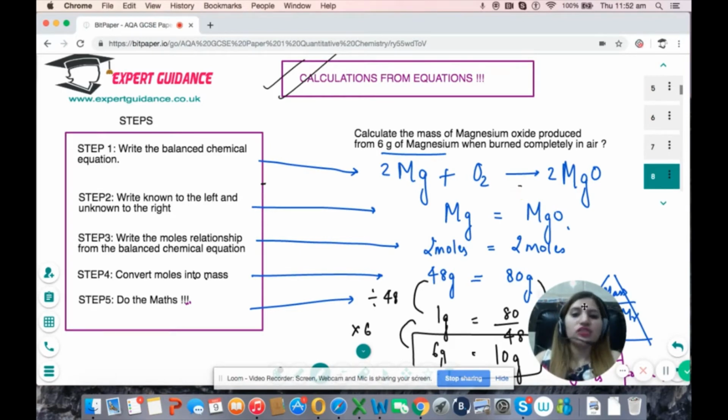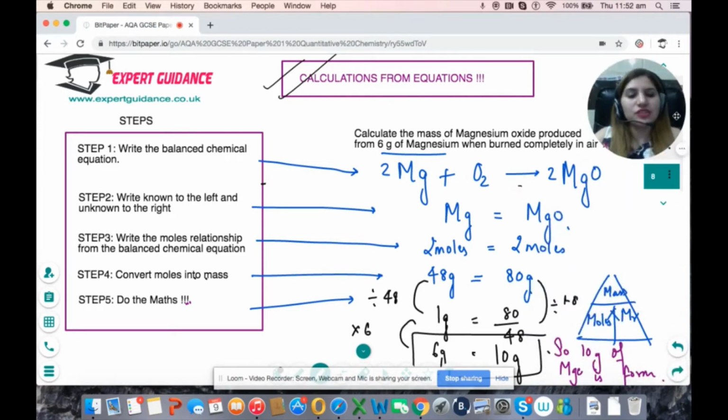Now, how will you do that question? Here I have given the steps to do this question. I'll go over the steps one by one. Make sure you understand it. The first step is you always write the balanced chemical equation. This is a reaction where magnesium and oxygen react to form magnesium oxide. So I'll write the balanced chemical equation: 2Mg plus O2 gives 2MgO. That is the first step.